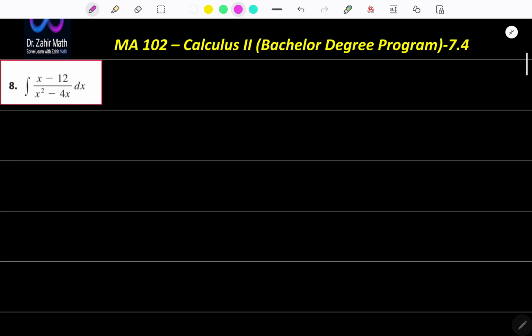The first question is what? Integral of (x minus 12) divided by (x square minus 4x) dx by partial fractions. Sometimes they will give this in the exam, sometimes they don't. But you look into the denominator, if there is a product, you have to think about partial fractions. But most of the time they will give you.